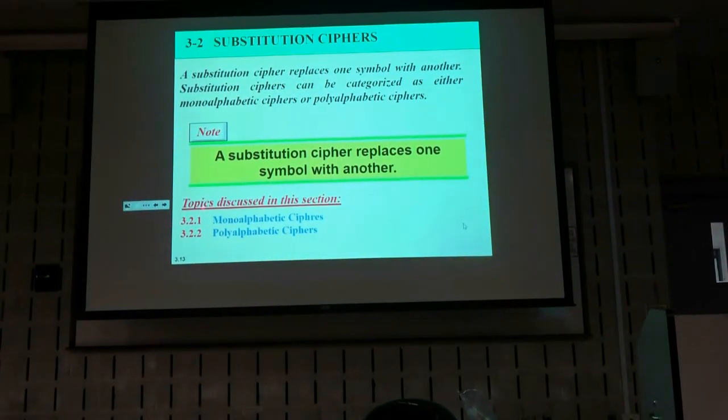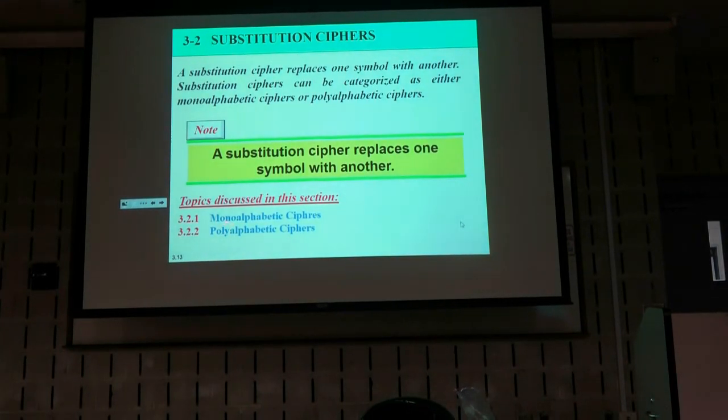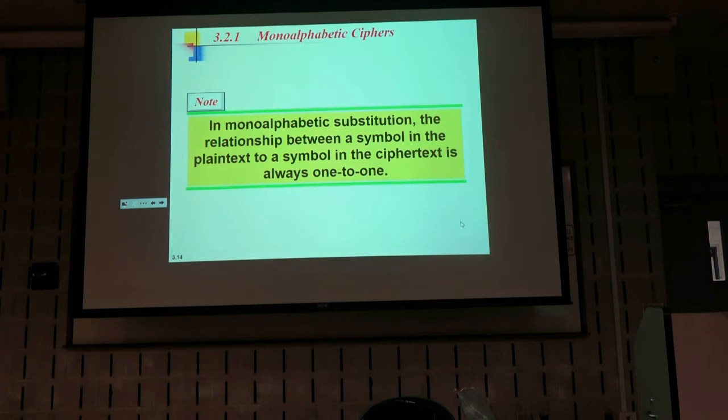So there are monoalphabetic ciphers and polyalphabetic ciphers. Let's take a look at these. In monoalphabetic substitution, the relationship between a symbol in the plain text and the symbol in the ciphertext is always one-to-one. That means if every X is replaced with Y, for example, it's one-to-one. Is that good?